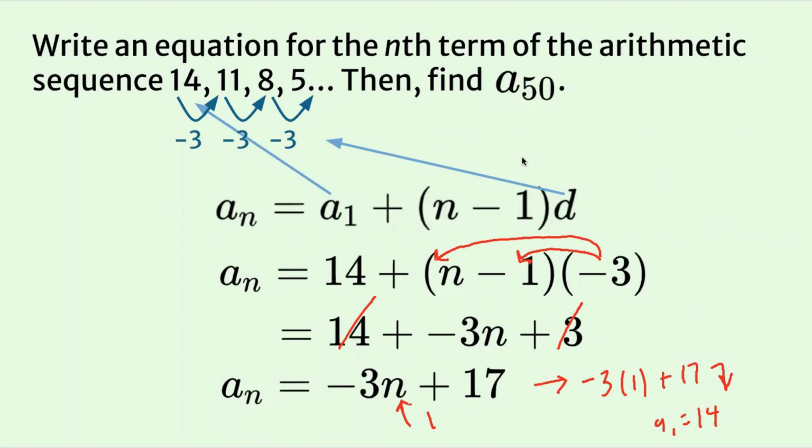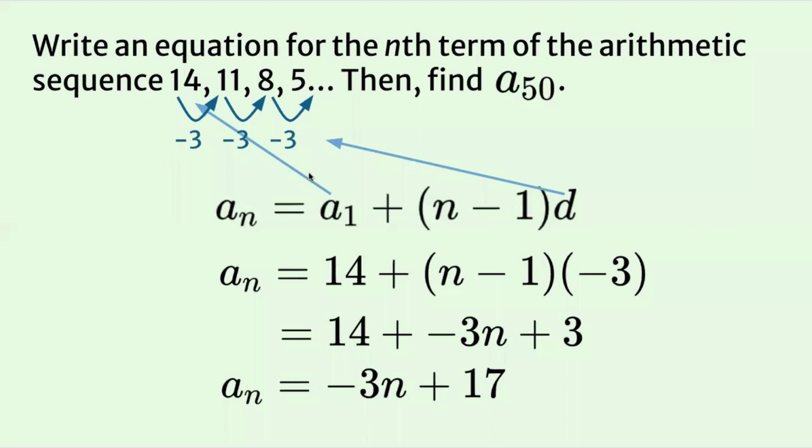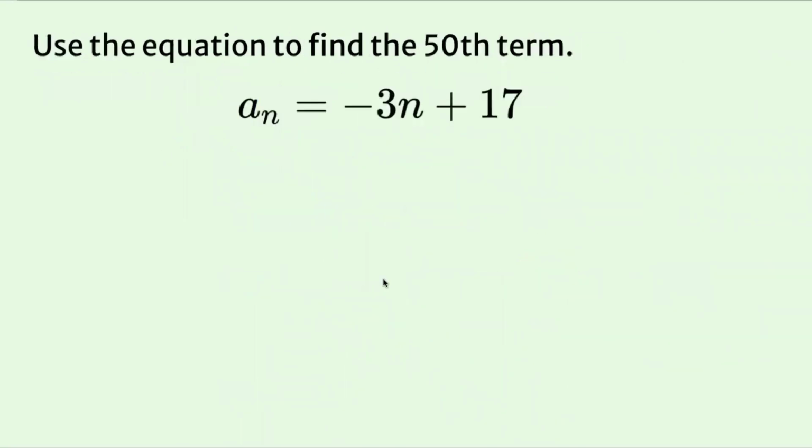And so now we can move on to part 2, which is finding a sub 50. And so remember, a sub 50 just means we're trying to find the 50th term. And so all that means is that we need to substitute 50 for our n value. So we're looking for the 50th term of our sequence.